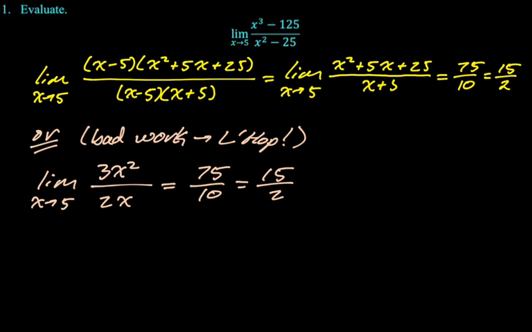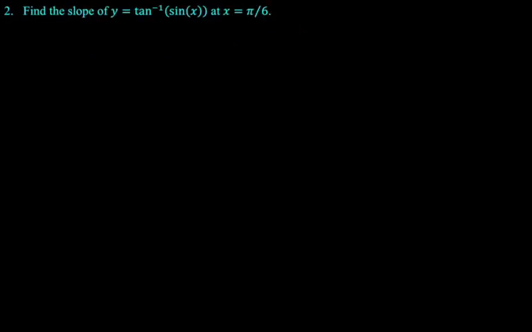Let's take a look at the next one. Find the slope, or the first derivative, of y equals arctan of sine of x at x equals pi over 6. All right, so we need to find this derivative. It's going to be 1 over 1 plus u squared times du dx. What I usually do is start with the derivative of sine. So that's cosine, that's our numerator, over 1 plus sine squared. However you like to write it, it's just 1 over 1 plus u squared times the derivative of u. And you've got to get that down.